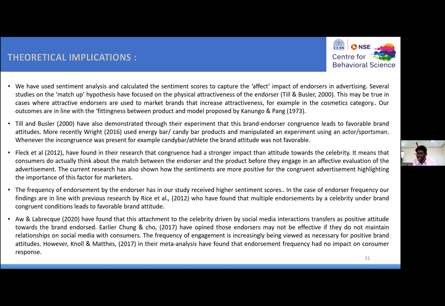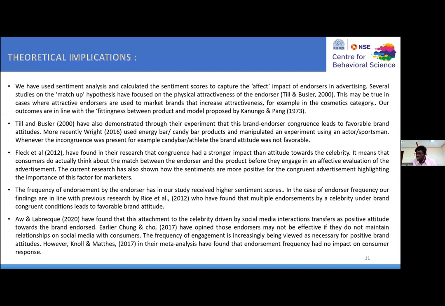More recently, Wright 2016 analyzed the matchup hypothesis by using an energy bar and drink, with an actor and a spokesperson. Whenever incongruence was present, for example, an athlete endorsing a candy bar, it had a lower impact on the consumer. It means that consumers actually think about the match between the endorser and the product before they engage in the affective evaluation of the advertisement.